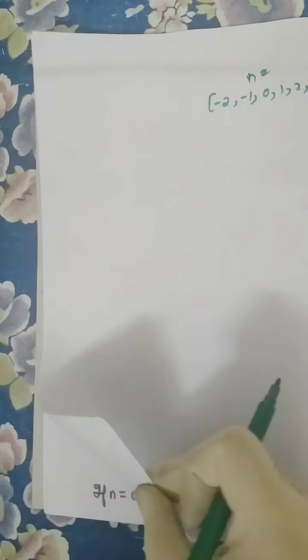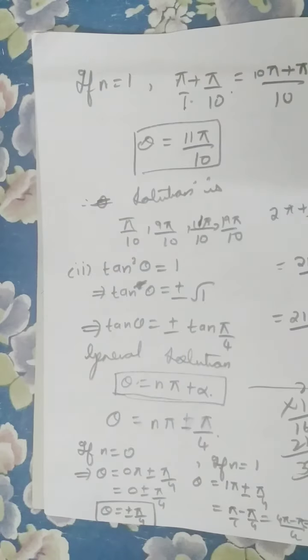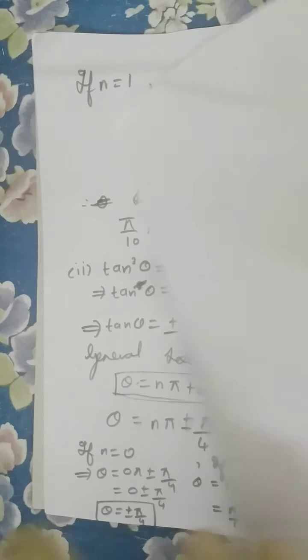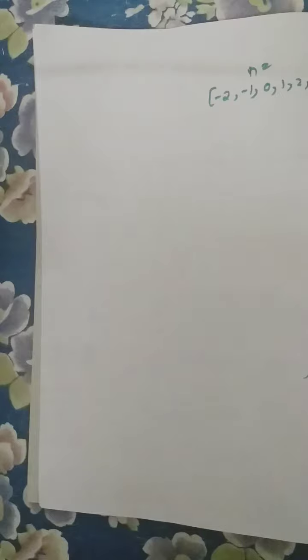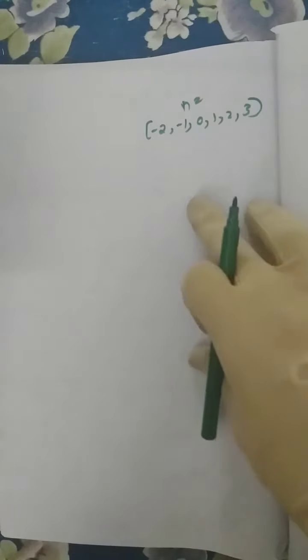So first, or minus 2. Okay, I can take the values as minus 2, minus 1, 0, plus 1, plus 2, plus 3 for n. Why? Because the value should lie between minus pi and plus pi. So between minus pi and plus pi, if we substitute all these values of n, we'll get the answer. Where do we have to substitute all these values of n? In the general solution of sine, that is this.